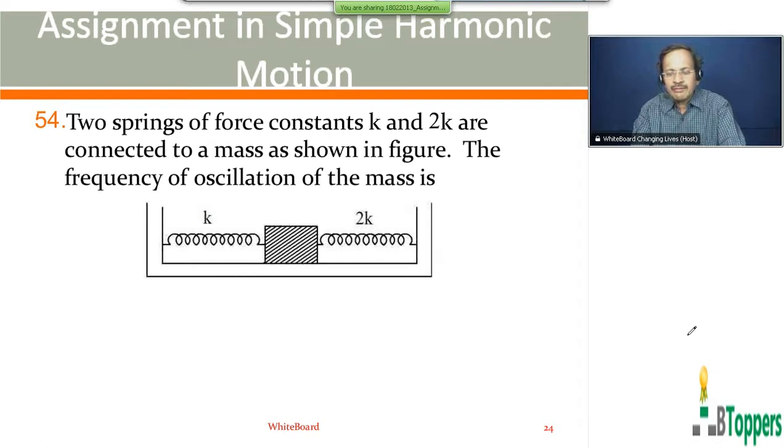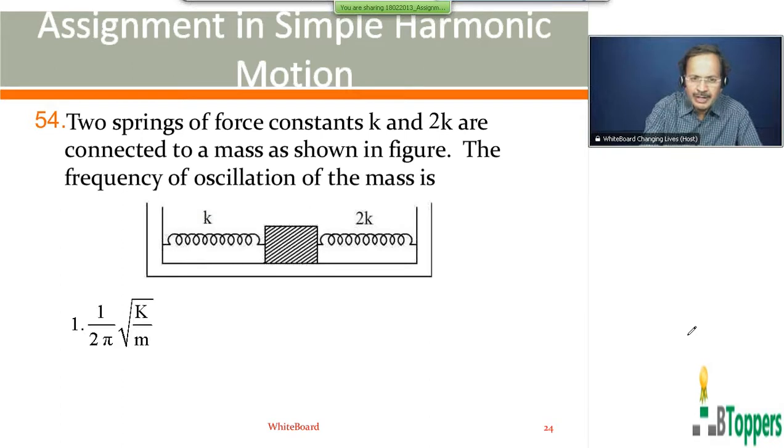So look at the screen for question number 54. Two springs of force constant K and 2K are connected to a mass as shown in the figure. The frequency of oscillations of the mass is. The mass is denoted by M in the original.